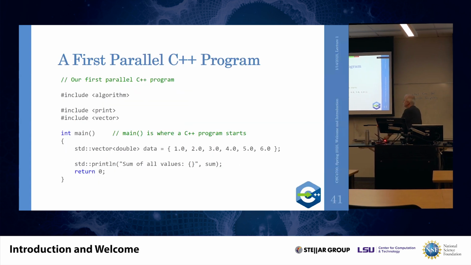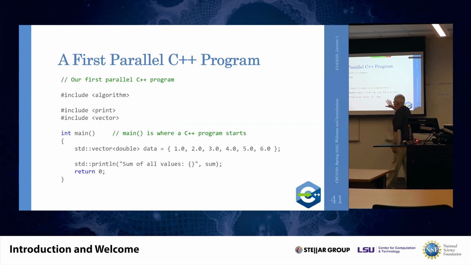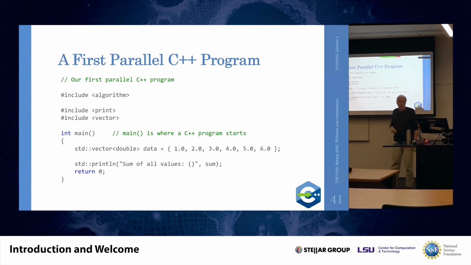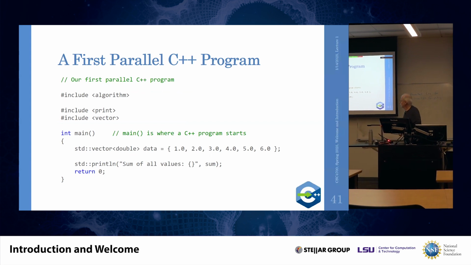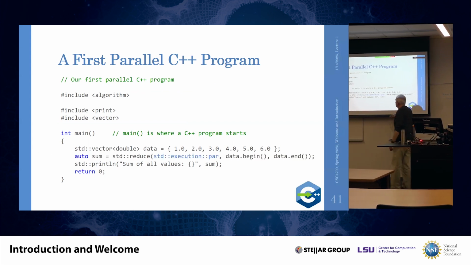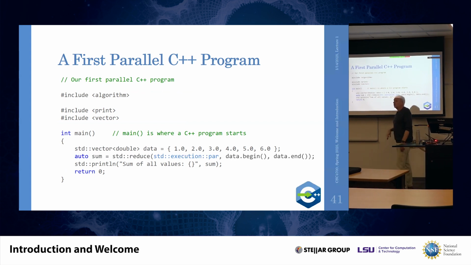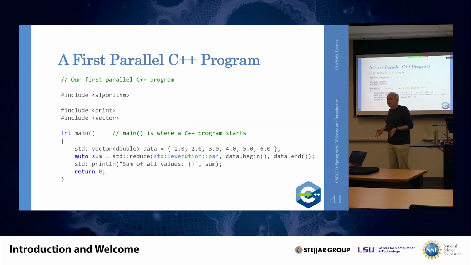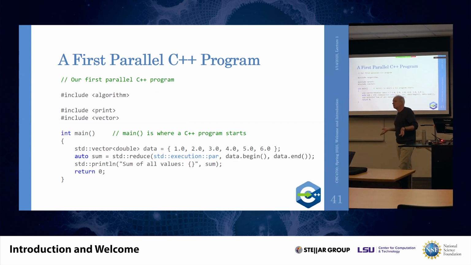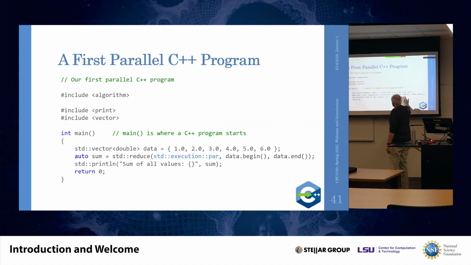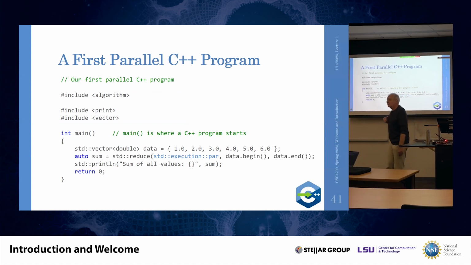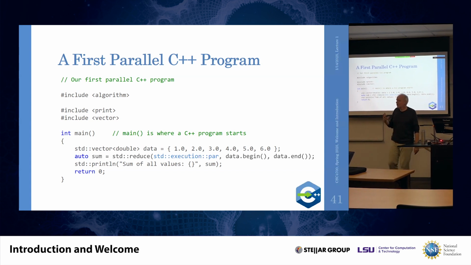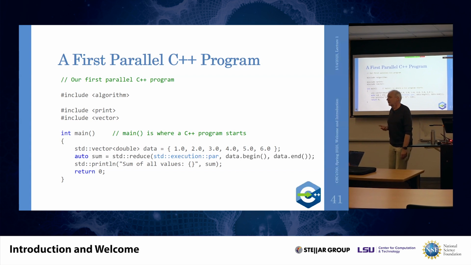Let's have a look at the first parallel C++ program. Well, I took the same thing as before. And the only thing I changed is I pass an additional argument to my reduce, which is called std execution par. And that instructs the system, hey, if you feel like it, parallelize that. Do it somehow in parallel. And for now, we don't care what parallelization means. But as you can see, it's very simple to do parallelization in C++, as long as you use these predefined algorithms. And that's why I'm so adamant about using algorithms instead of explicit for loops.